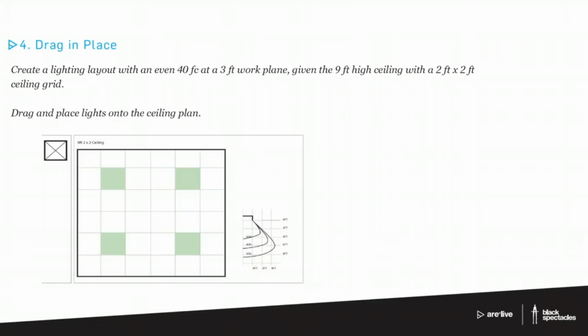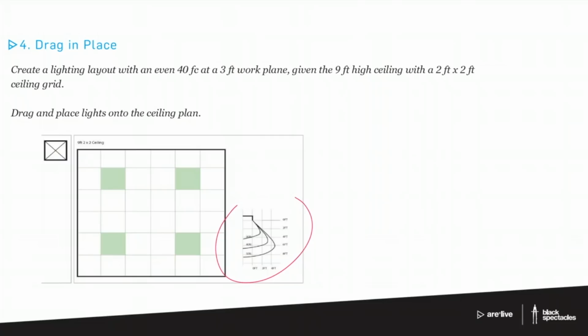So let's read this question. Create a lighting layout with an even 40-foot candle at a 3-foot work plane given the 9-foot high ceiling with a 2x2 ceiling grid. And we're going to drag and place lights into the ceiling plan. Below we see a ceiling plan, or an RCP, and we know that we need to put lights in it to have a consistent light source of 40-foot candles throughout the whole project. And to the right of that, I see a little diagram. Well, NCARB's not going to give me a diagram if I don't need to use it. Exactly. So let me look at that.